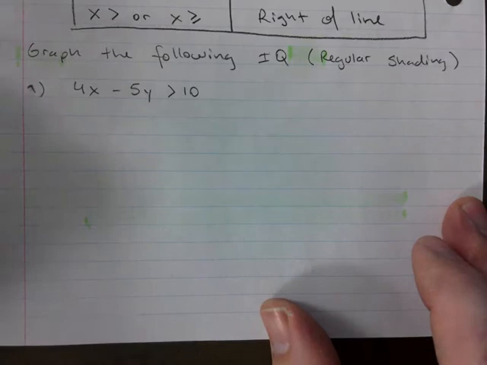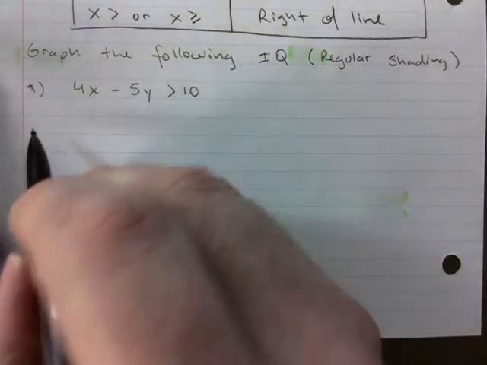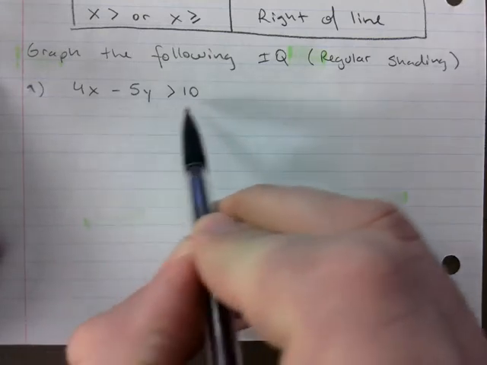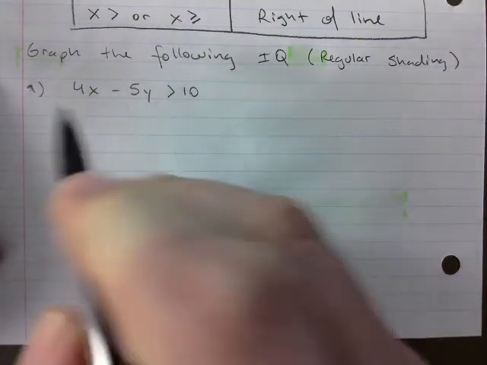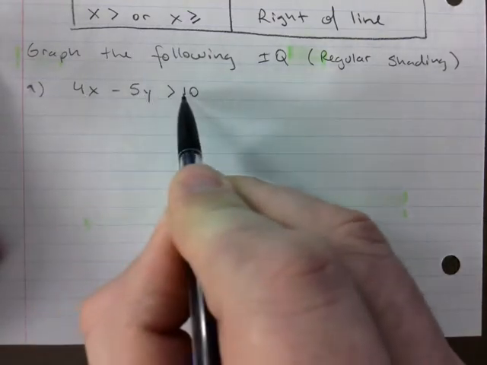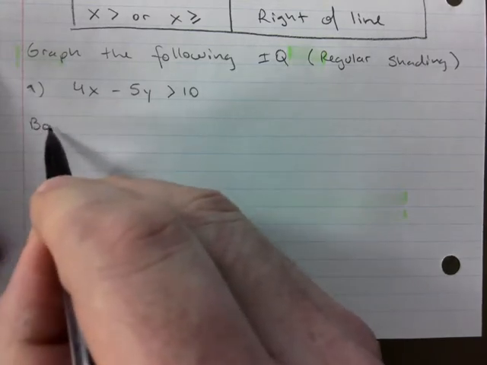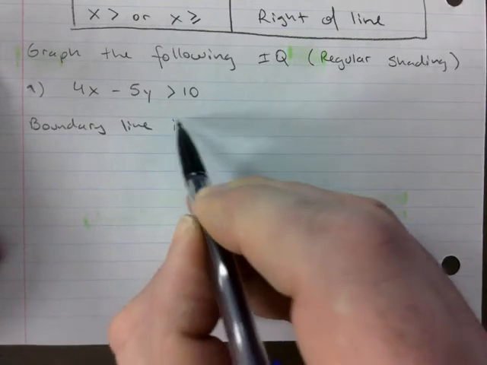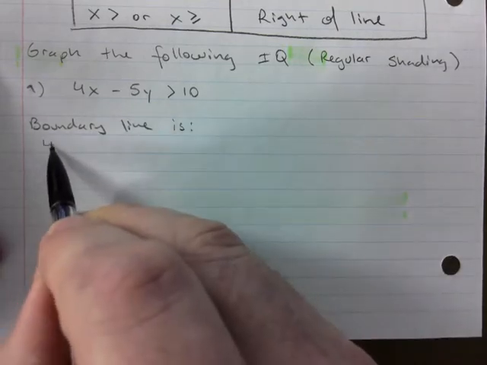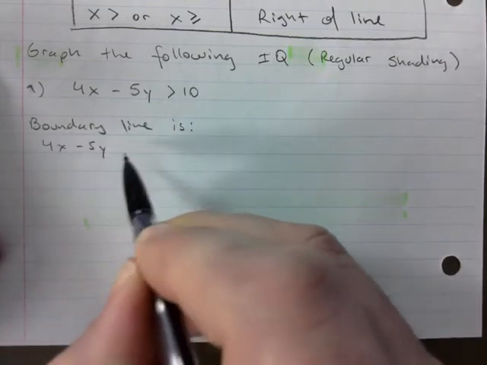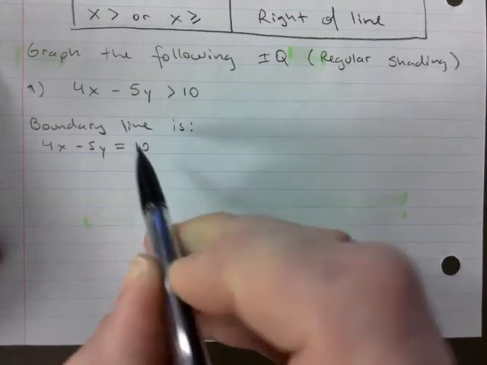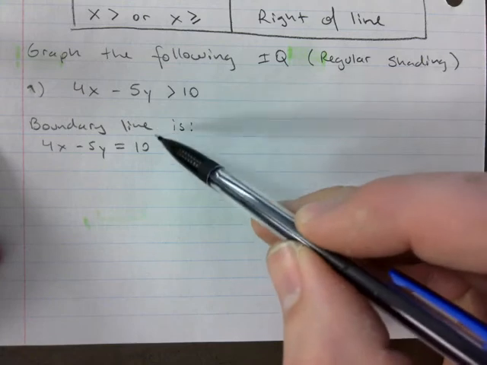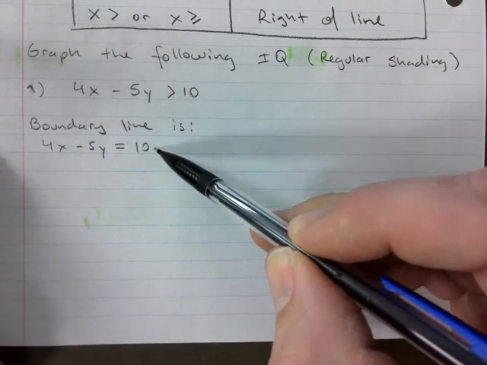And the first step is find intercepts. Because if you want to graph, it's just like a line, we're going to focus on the boundary line. So when you have this, the boundary line is 4x minus 5y is equal to 10. For just a moment, we're going to forget about the inequality, just focus on the line.